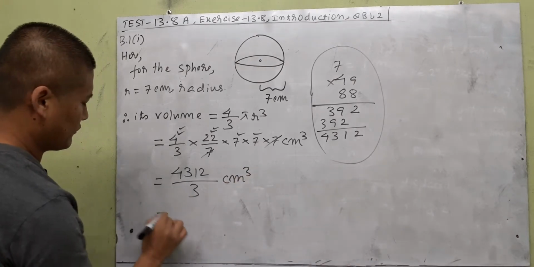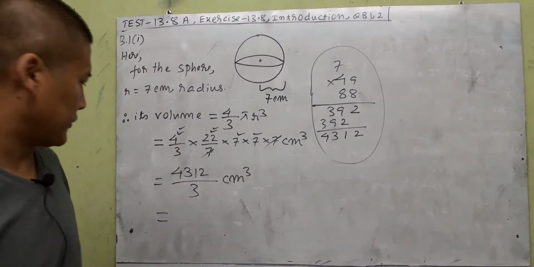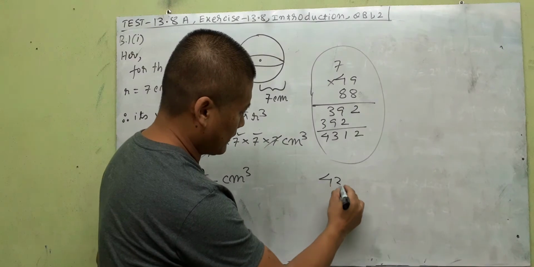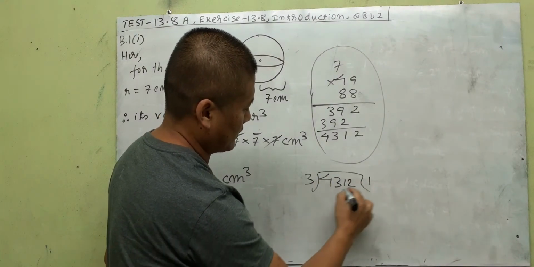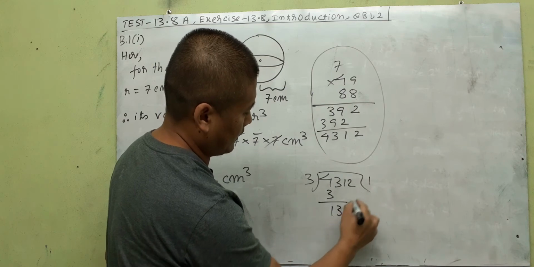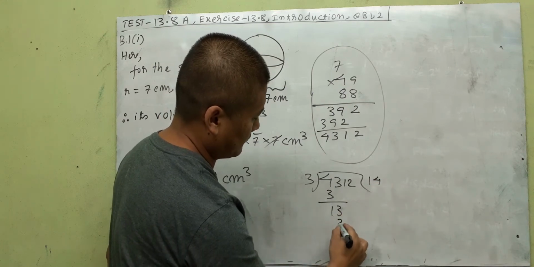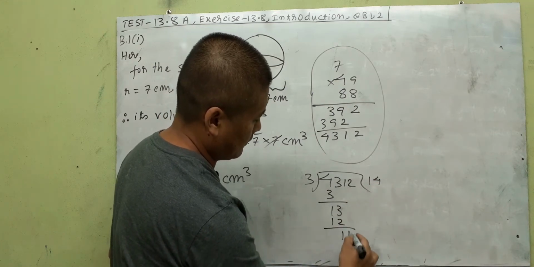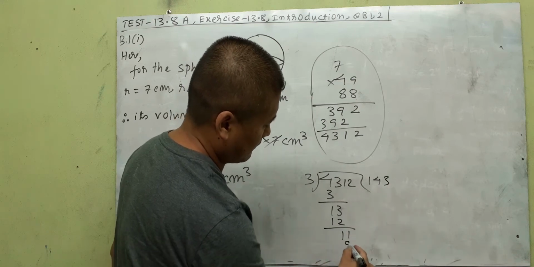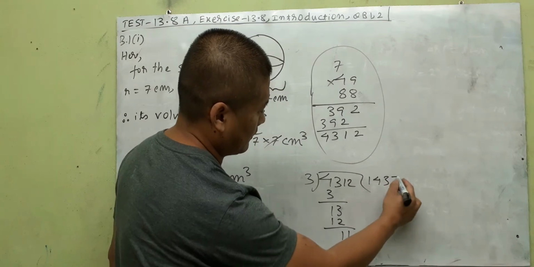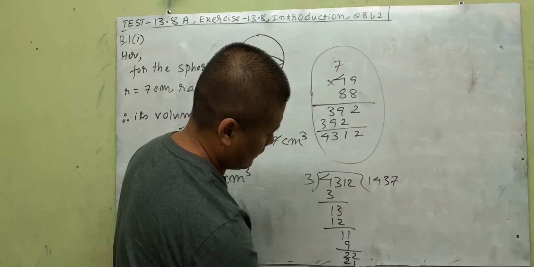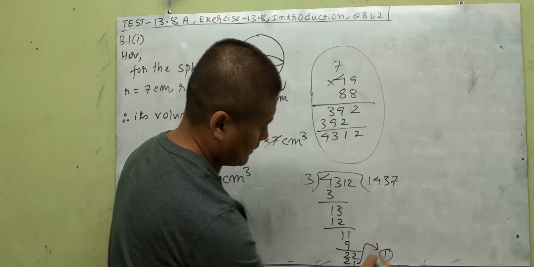centimeter cube. So we can write this one in the mixed fraction form. Our answer like this is: 4312 divided by 3. 3 1s are 3, and 3 coming down, 3 4s are 12. 1 remainder, 1 coming down, 3 3s are 9, 10, 11, 2, 22, 3 7s are 21, and then 1 remainder.